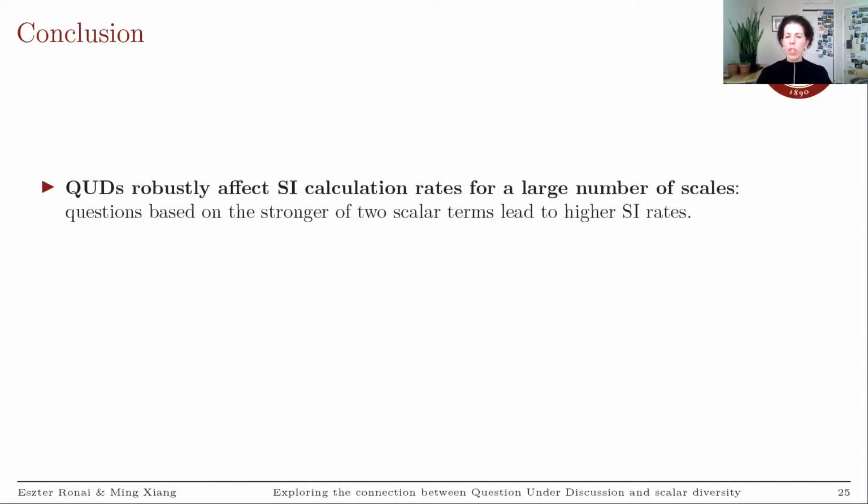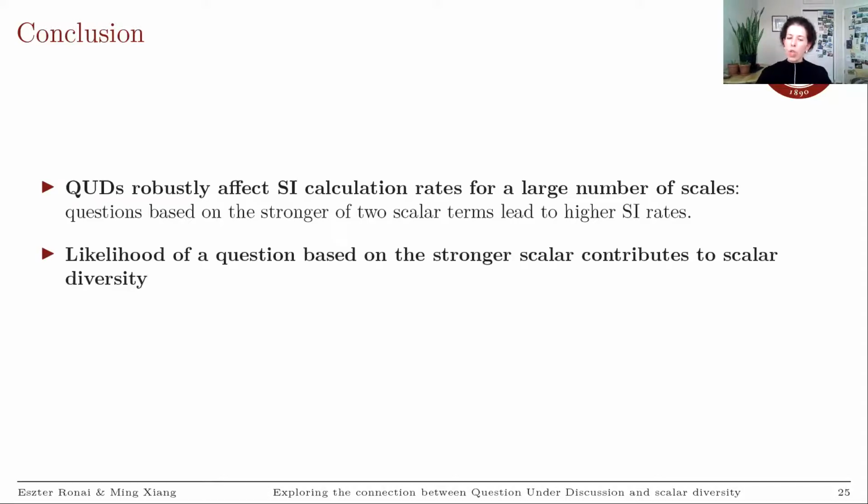But despite these open questions, what we can conclude from today's findings is that QUDs robustly affect SI calculation rates for a large number of different scales. In particular, we showed you that questions that are based on the stronger of two scalar terms lead to higher SI rates. And additionally, we showed you that the likelihood of a question that is based on the stronger scalar term contributes to scalar diversity, but specifically only for unbounded scales.